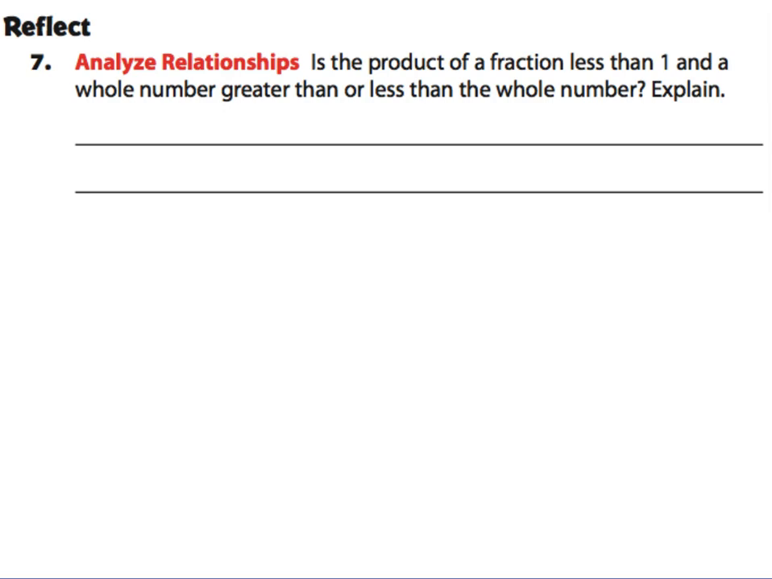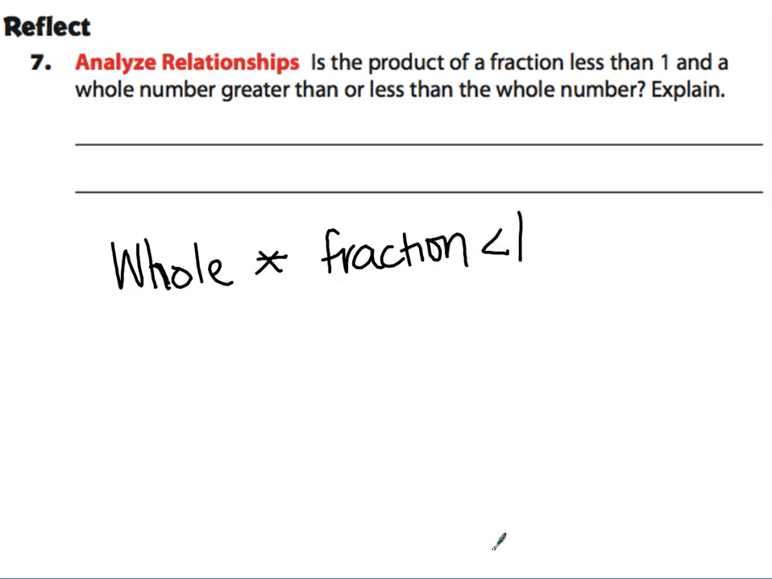Okay, so looking at all your answers, thinking about a whole number times a fraction, and that fraction has to be less than 1. Well, when you're taking that whole number and multiplying it by a fraction, you're cutting it up into pieces, and you're finding just a little piece of that pie. So in this case, your answer is always going to be less than.